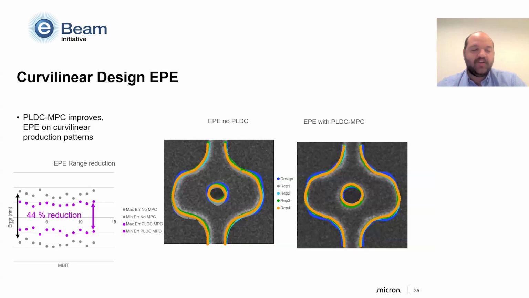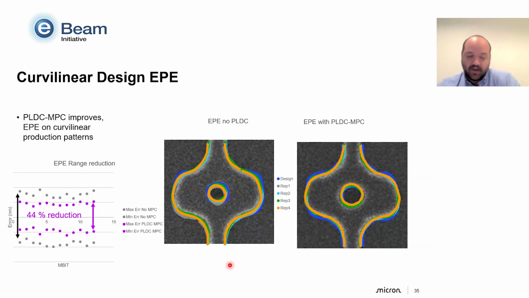When we look at curvilinear design edge placement error on a true M-bit or memory bit, which is a term that Micron uses when we look at specific contacts in a DRAM pattern, we see a 44% reduction when we apply PLDC-MPC versus no MPC. So this shows the curvilinear pattern, and we can see that there's a 44% error reduction of this M-bit with versus without. So this is showing very good feature-to-feature balance within a specific feature.